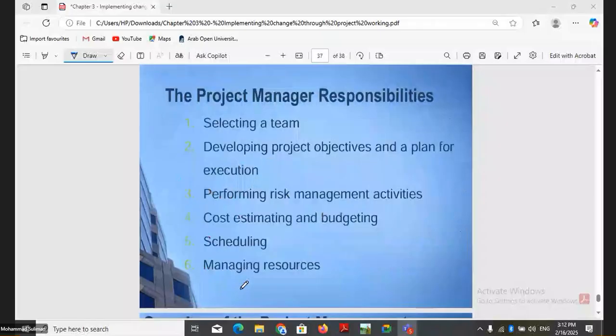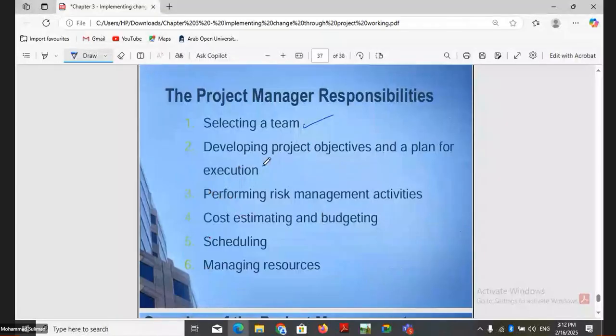Now we said that project management is very important, and the person who does this is a project manager, and he has great responsibilities, right? We will discuss this in detail in the upcoming chapters, but we'll just have an overview here. A project manager is responsible for selecting teams to do the activities we set in the planning, right? Developing project objectives and a plan for execution. Performing risk management activities, that is analyzing the risk and how to reduce the risk. Cost estimating and budgeting, that is, he will analyze the cost of the project. Scheduling, he will prepare the time plans. Managing the resources, so resource management is also done by the project manager. So these are some tasks or responsibilities of a project manager under project management.